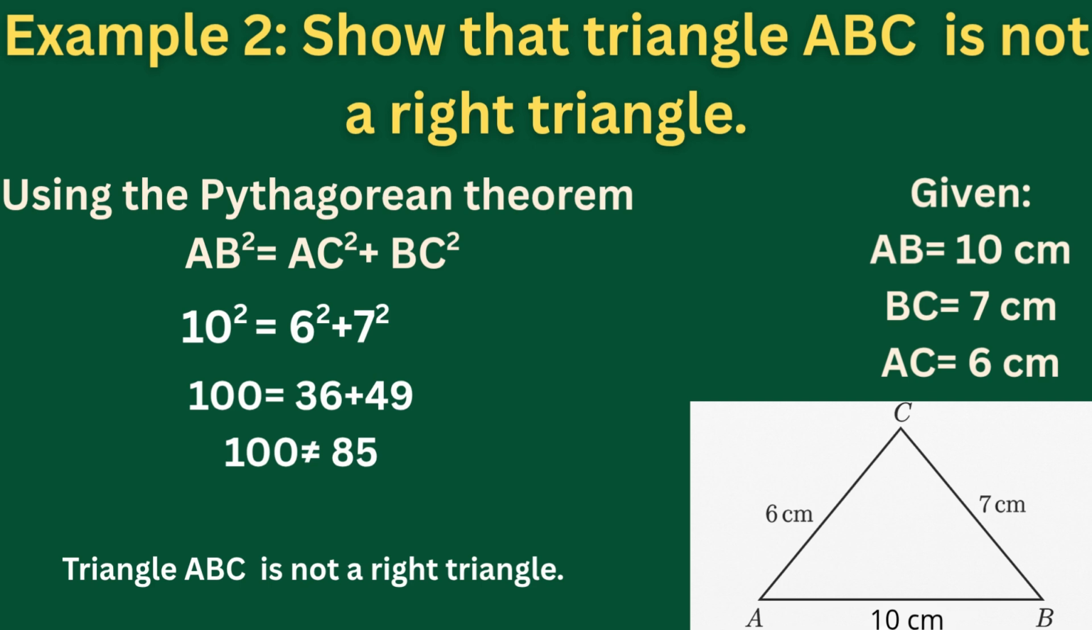Using the Pythagorean theorem, AB squared equals AC squared plus BC squared. 10^2 equals 6^2 plus 7^2. 100 equals 36 plus 49. 100 is not equal to 85. Then ABC is not a right triangle.